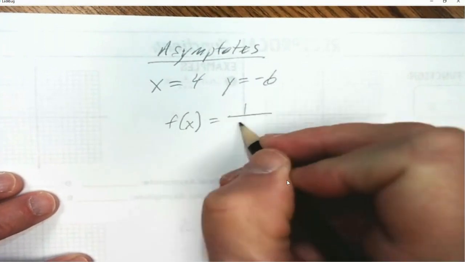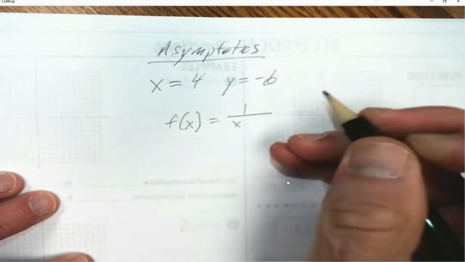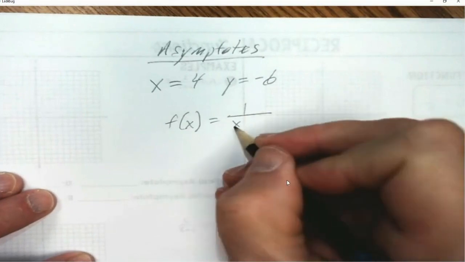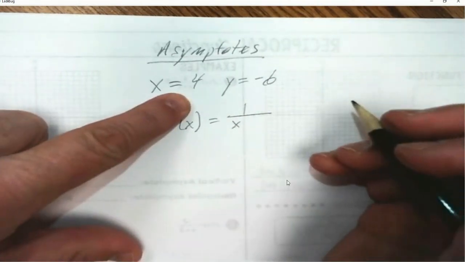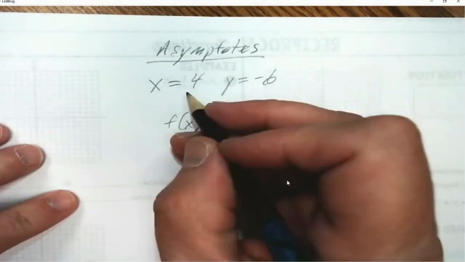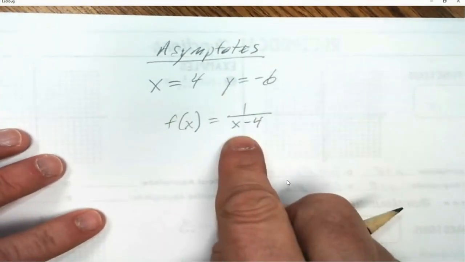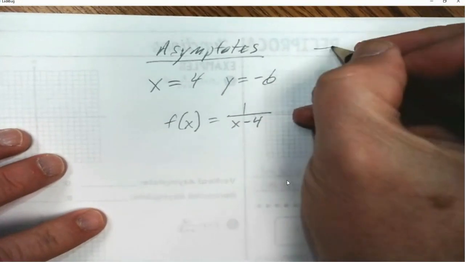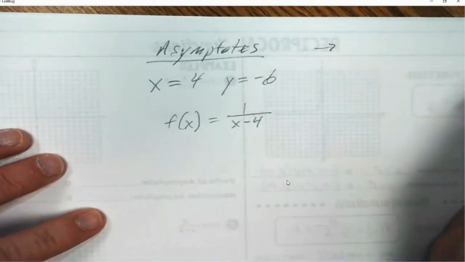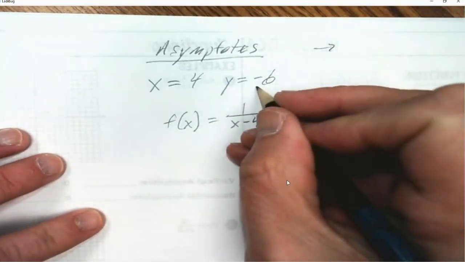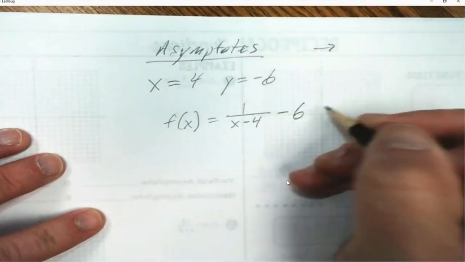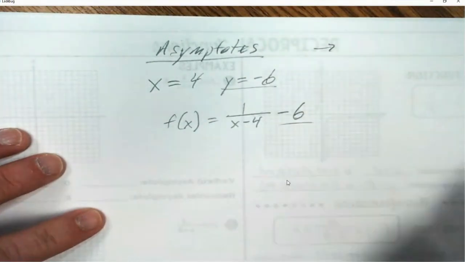1 over x. Is our x going to be positive or negative? It's x equals 4 is our asymptote, so that should be when it's x minus 4, because that's over to the right 4 units. Negative 6. Whatever the y is, just goes right here on the end.